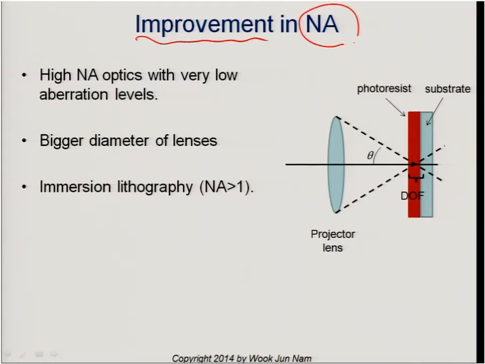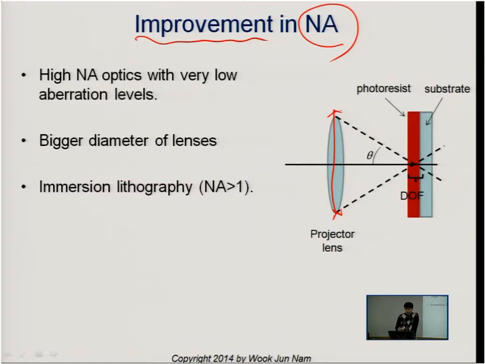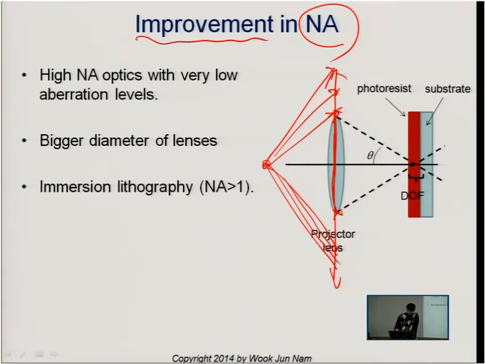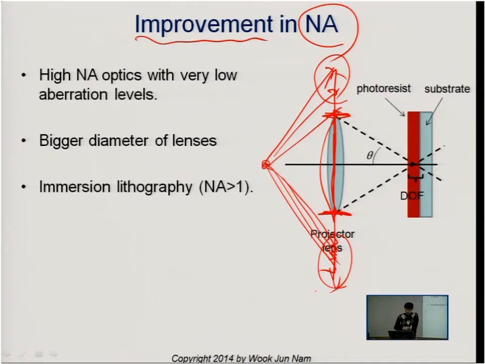So, improvement of the NA, the numerical aperture: we can just increase the diameter of the lens. If we increase the diameter of the lens, what kind of advantage will we have? As we can see, if we have a much bigger diameter of the lens, we can collect high order diffracted light as well. If our lens diameter is only about this size, we will lose all this high order diffracted light. That is why we cannot achieve a pretty good resolution.